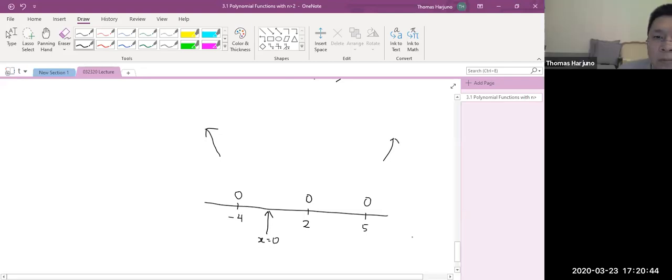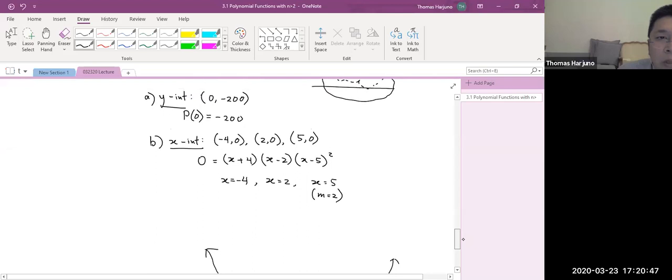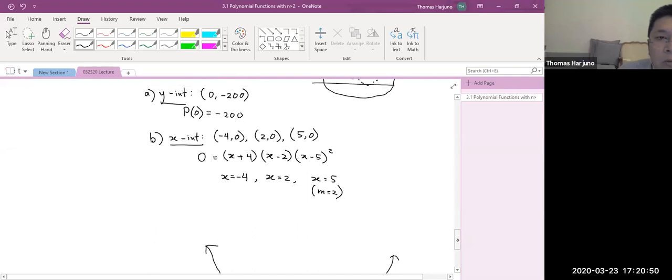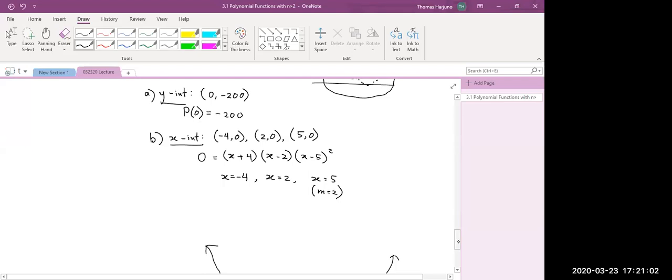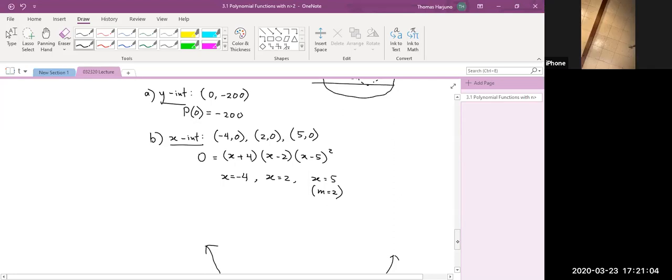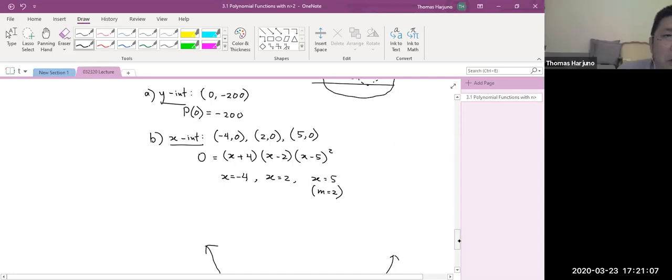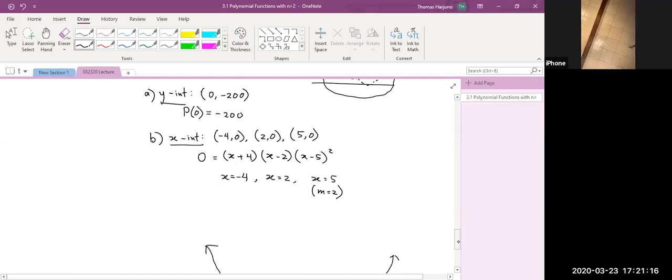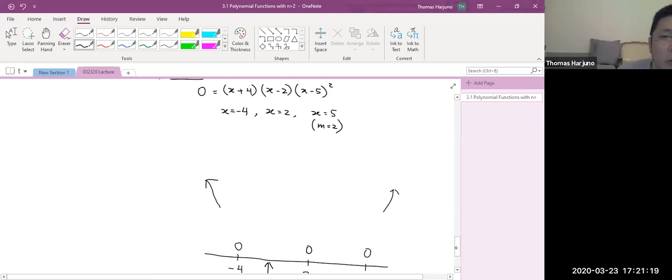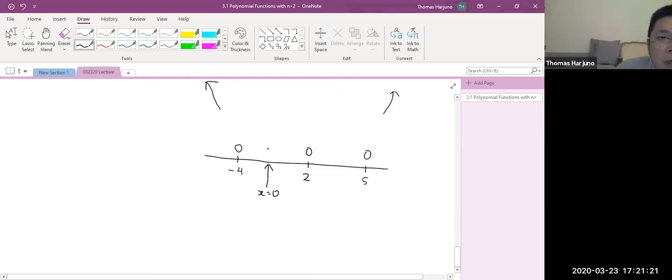Positive? Is it positive? Let me see. I think we did this earlier. When x equals 0, what is p of 0? Don't think too hard. It's negative because there are two positives and one negative. That's true. But at the same time, to see it better, you know that we did the y-intercept. And the y-intercept is negative 200, right? So that's how we know that the value here is negative. Is it okay? Yes.